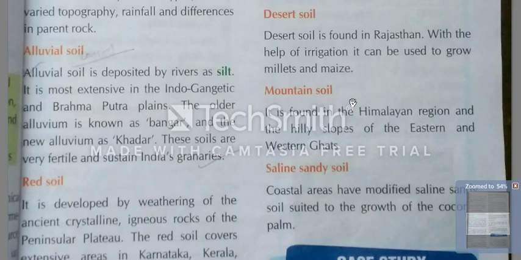It is found in the Himalayan region and the hilly slopes of the eastern and western Ghats. Where is the mountain soil found? Here you can see they are talking about the different areas where all these soils are found. Mountain soil is found in the Himalayan region and also the hilly slopes of the eastern and western Ghats.